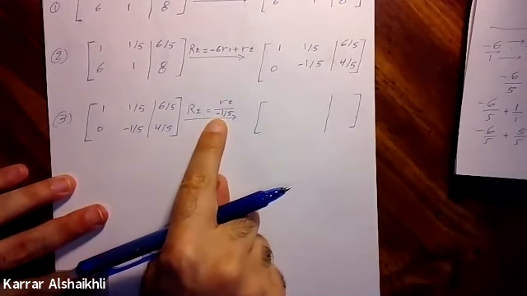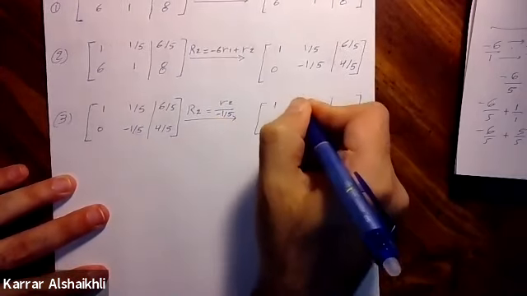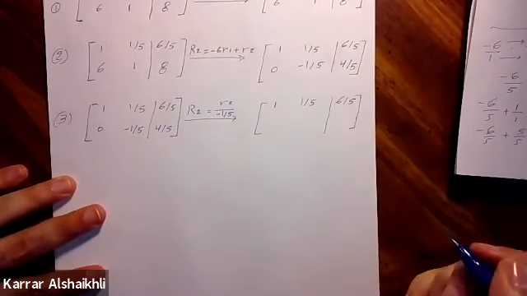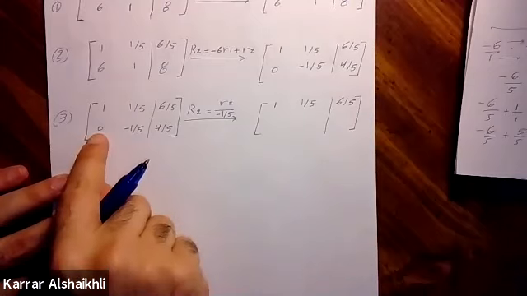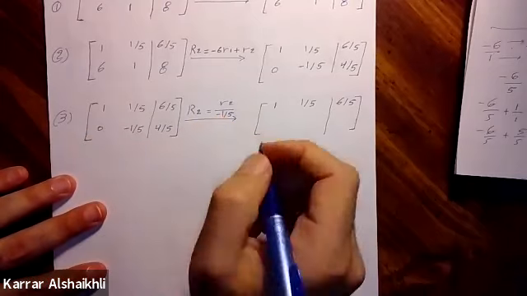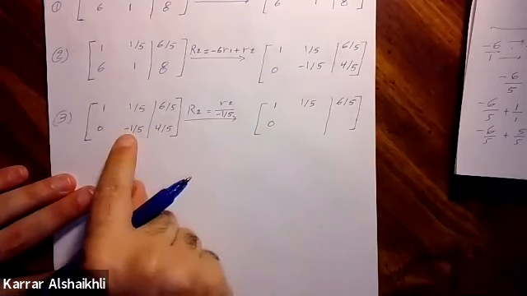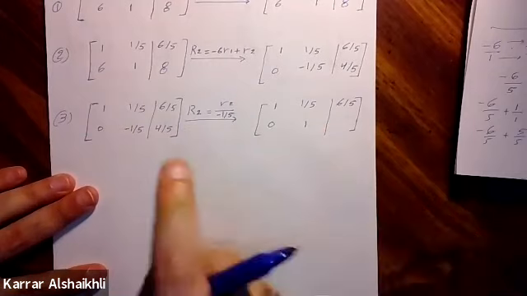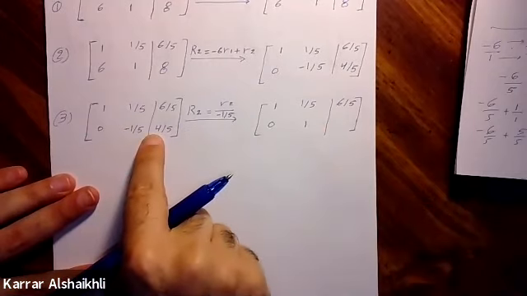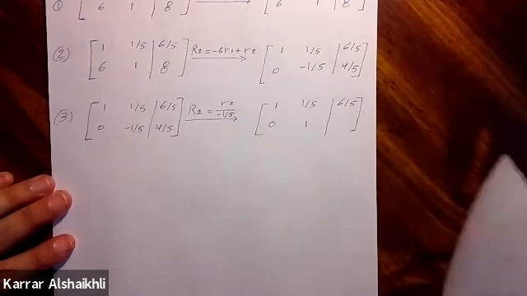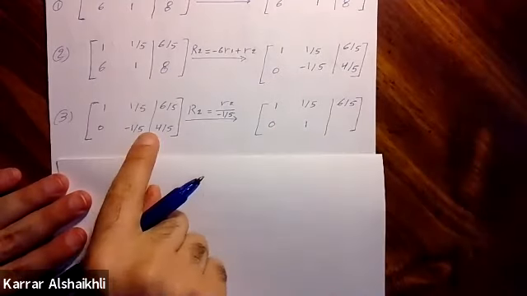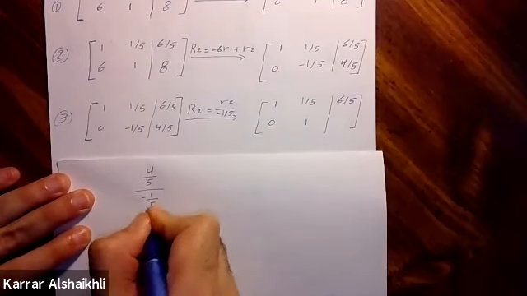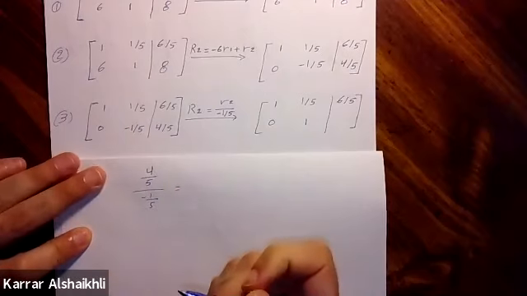That means R1 is going to be exactly the same, which is 1, 1 over 5, and 6 over 5. Let's start. 0 divided by negative 1 over 5 is going to be 0. Negative 1 over 5 divided by negative 1 over 5 is going to be 1. 4 over 5 divided by negative 1 over 5, we have to do these steps on the side. This is division between two fractions.